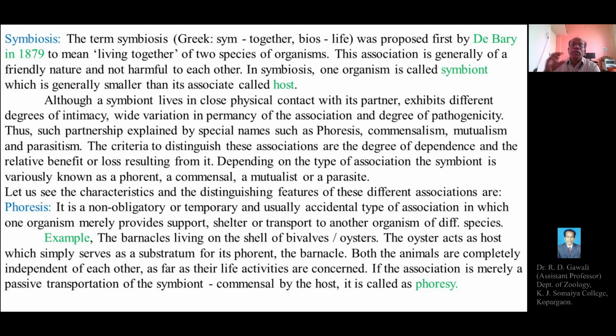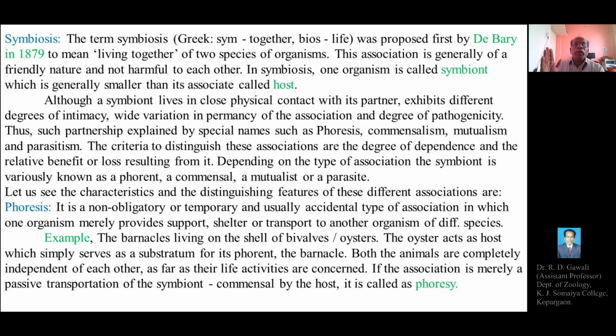Different degree of intimacy means a different degree of closeness in their relationship, wide variation in permanency of the association, and a degree of pathogenicity. Sometimes the symbiont may cause harmful effects or lead to symptoms of a certain disease, that is the pathogenicity. Some damage or loss to the host can also be caused by the symbiont.